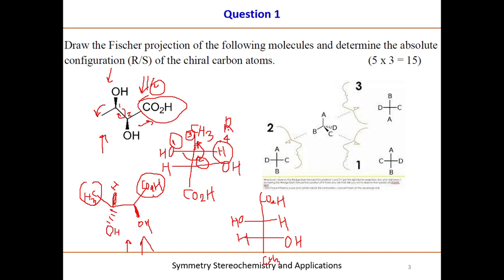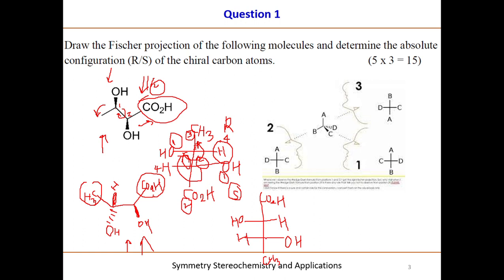Now in the second case, you can see the highest priority group is the hydroxy group, this is the second one, and this one is the third one. So 1, 2, 3, this is the clockwise direction, but again the least priority group is present on the horizontal line, so the stereochemistry will change here, and it will become S. So RS. Now we will cross-check it in the other possible Fischer projection.